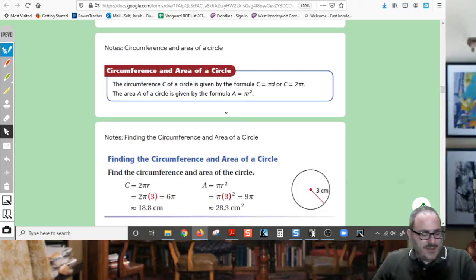Distracted me. All right. So the area of a circle is equal to pi r squared.